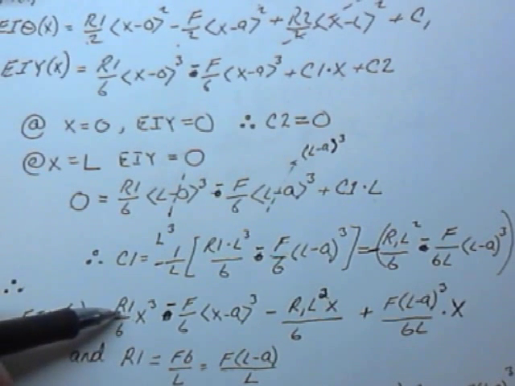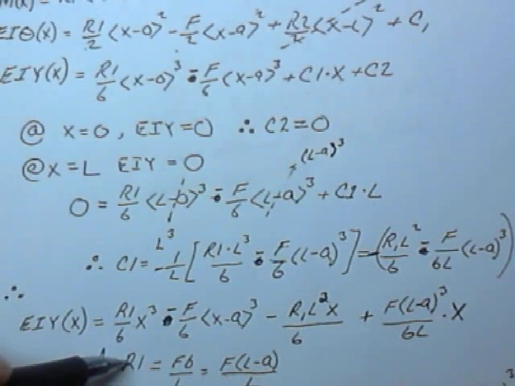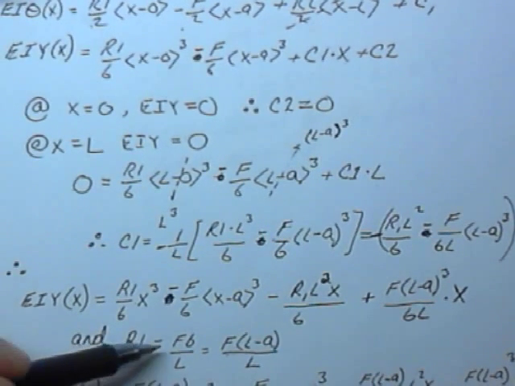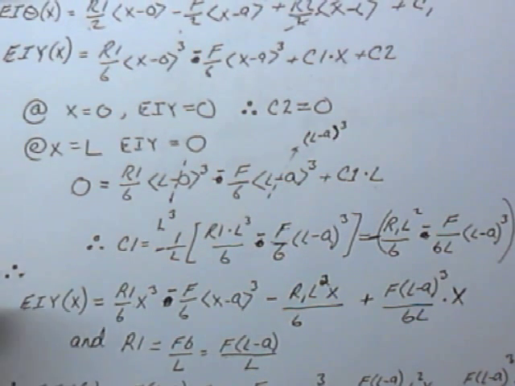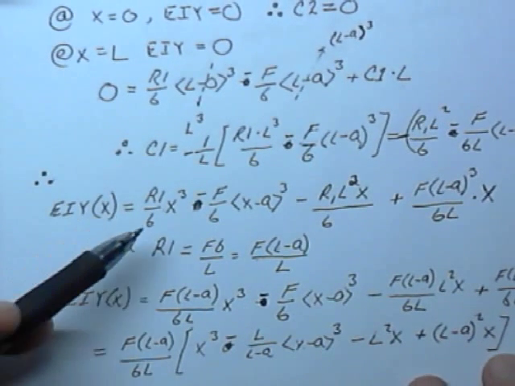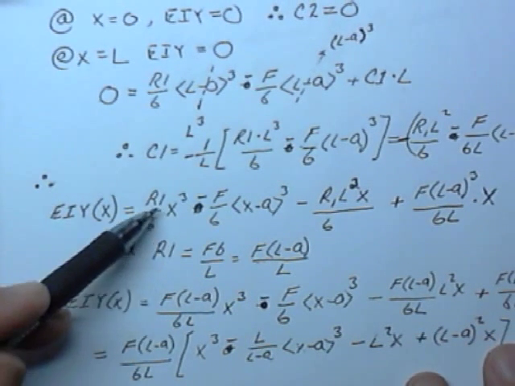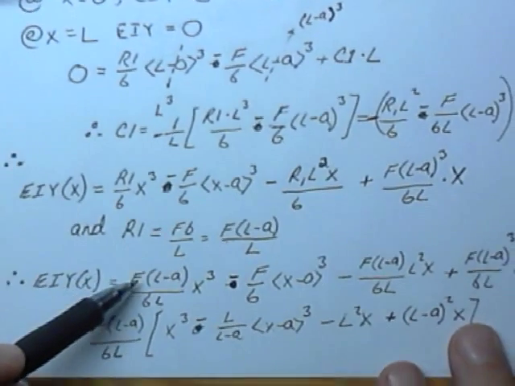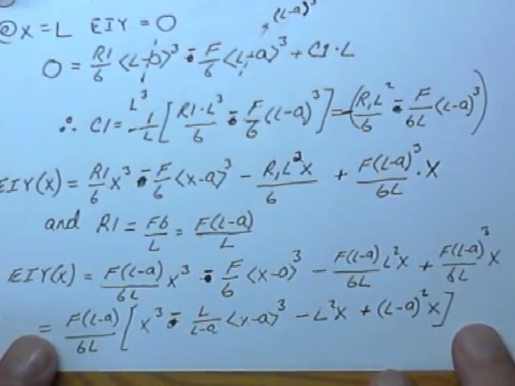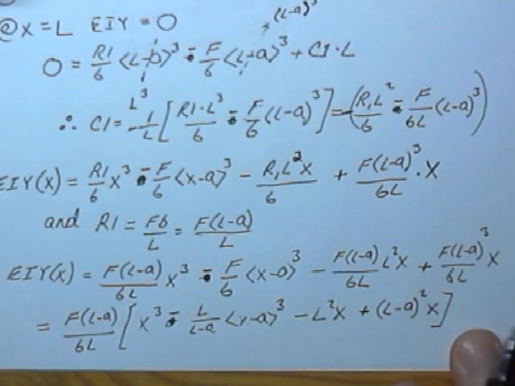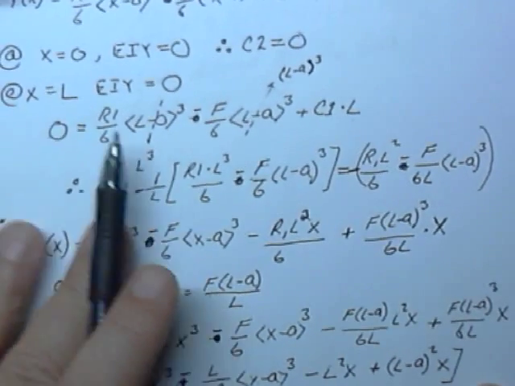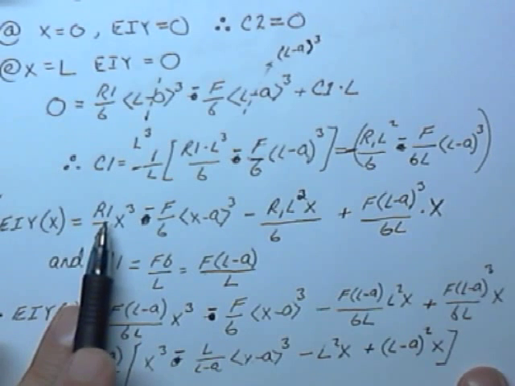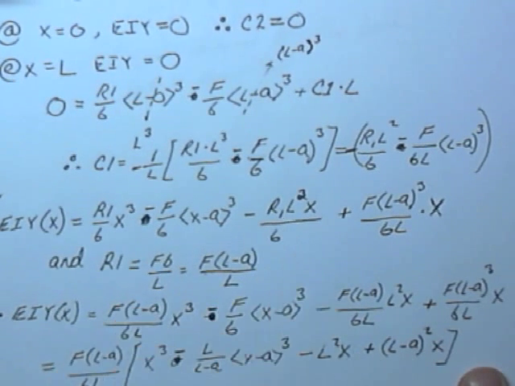But R1 showing up in here probably ought to be written in terms of the boundary conditions, which is R1 is equal to Fb over L, or it's F times L minus A over L, because b is L minus A. You can write it either way. So now plugging in the definition of R1 right here, I get this equation. I just suggest you pause and stare at it, not too much to say about it. I just plugged in R1 having this definition into two different spots, here and here. And I just followed through the algebra.